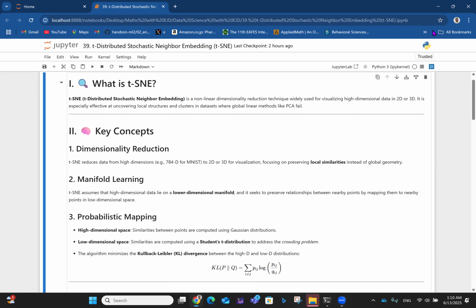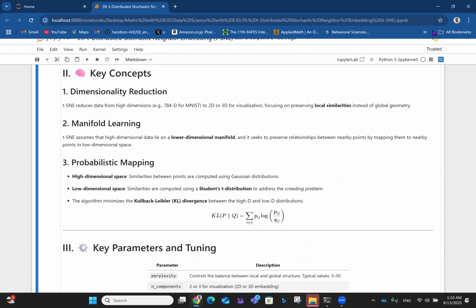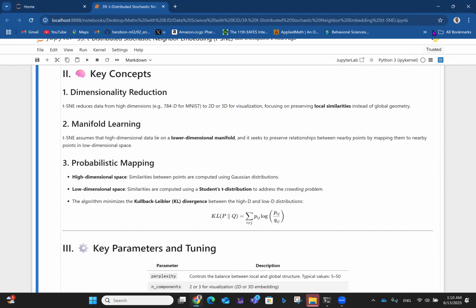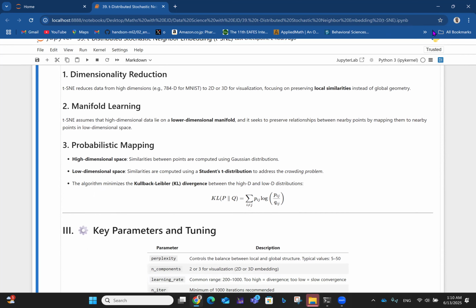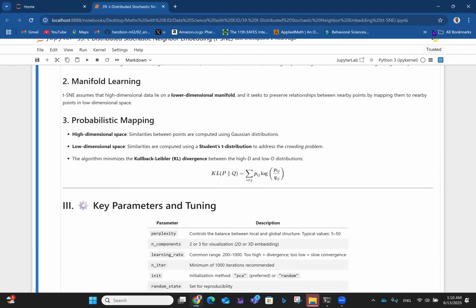So when PCA fails, or when your dataset is complicated or complex, you can come for t-SNE. So the key concept here, talking about dimensionality reduction, first of all, t-SNE reduces data from high dimensions, e.g., you can have 784 dimensional data for something like MNIST, to 2D or 3D for visualization, focusing on preserving local similarities instead of global geometry. Then for manifold learning, t-SNE assumes that high dimensional data lie on a lower dimensional manifold, and it seeks to preserve relationships between nearby points by mapping them to nearby points in lower dimensional space.